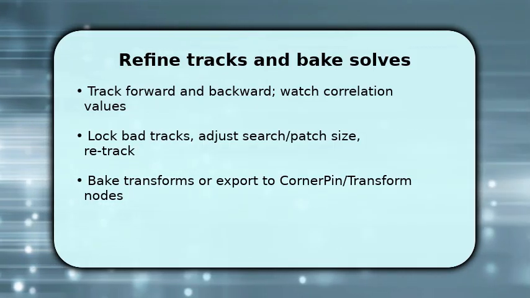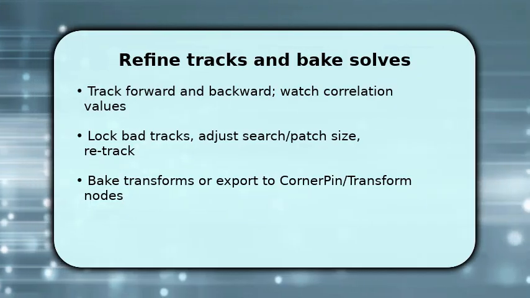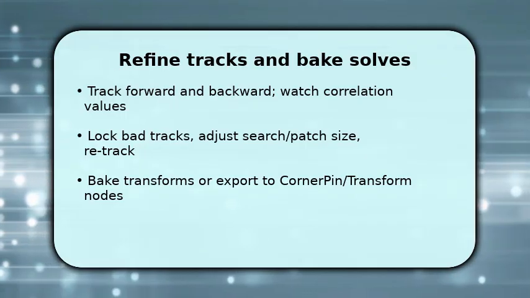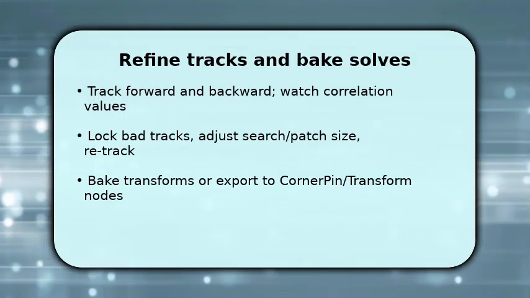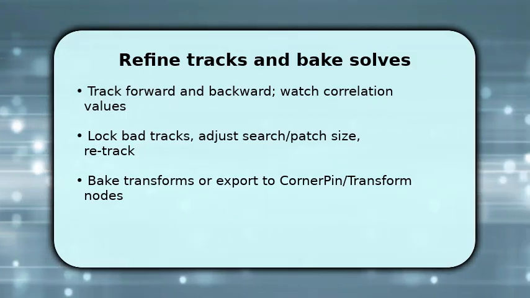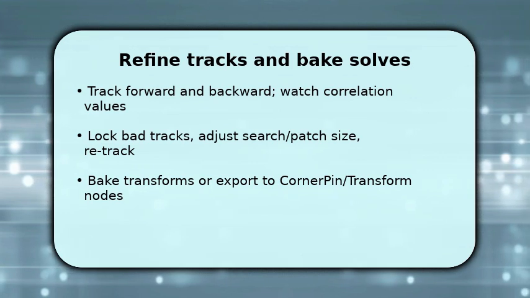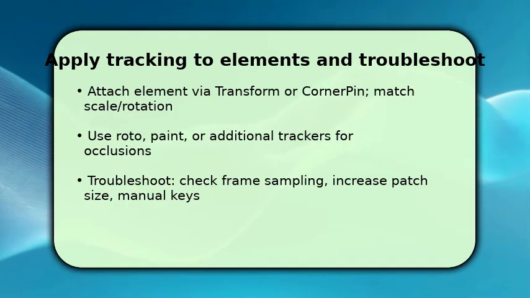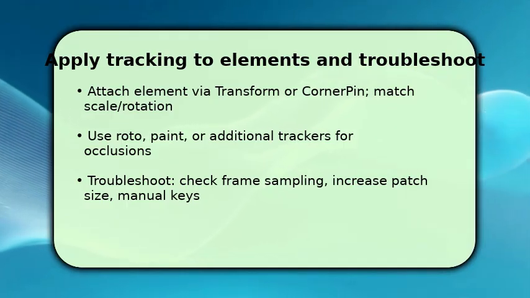After consistent results, bake the tracking data into transforms or convert to a corner pin for retiming. This step freezes the solve, so downstream compositing uses stable data. Now attach your plate, graphic, or cleanup paint to the solved data using a transform or corner pin node. Make sure you match scale and rotation so the element reads in the scene.